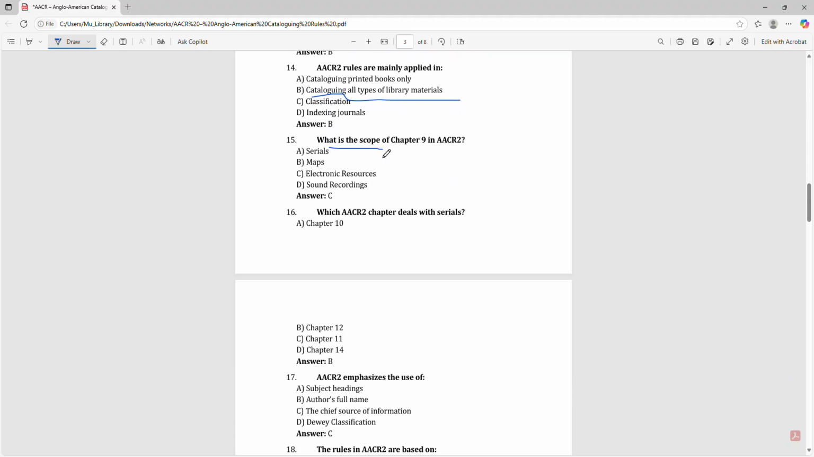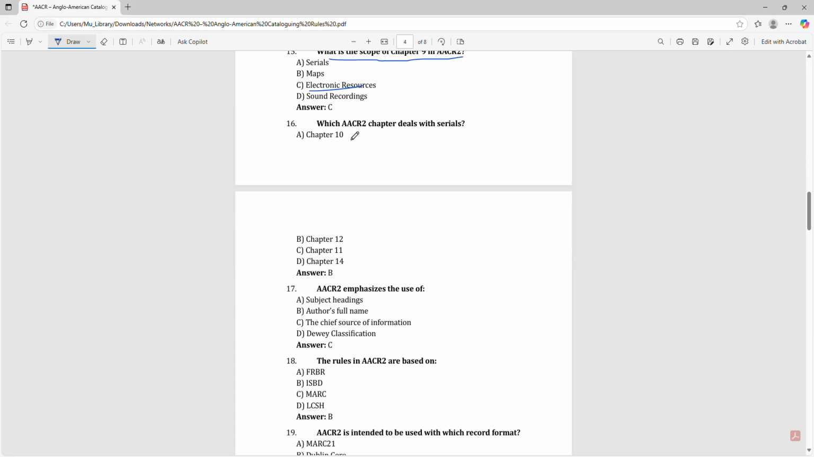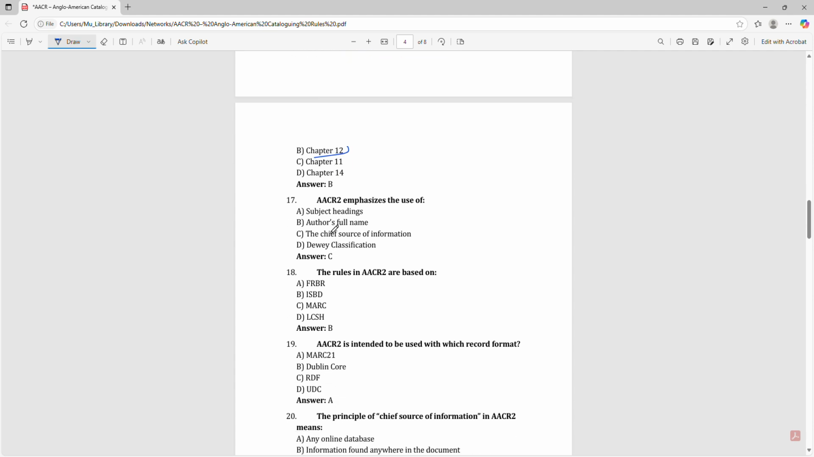What is the scope of chapter 9 in AACR 2? Electronic resources. Which AACR 2 chapter deals with serials? That is chapter 12. AACR 2 emphasizes the use of the chief sources of information. The rules in AACR 2 are based on ISBD.